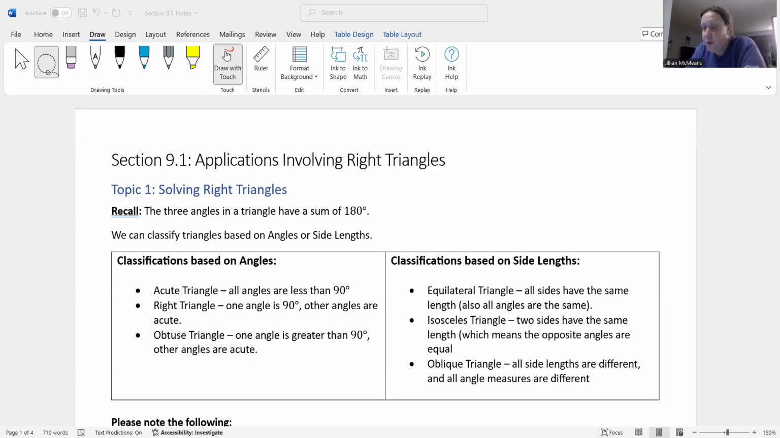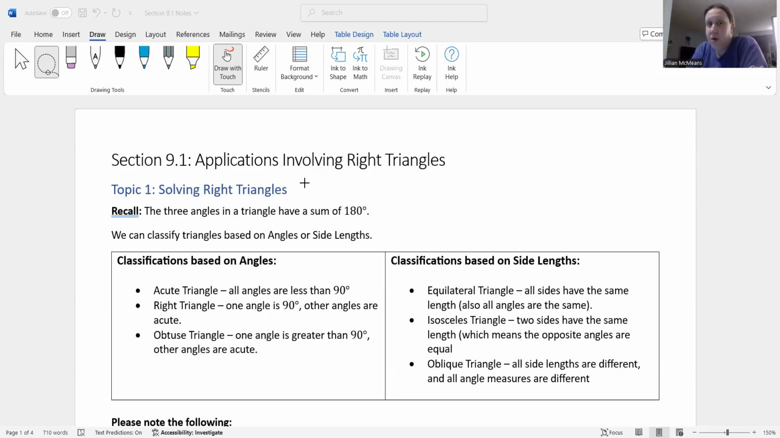Okay, for section 9.1, we're going to look at applications involving right triangles. The really good news is most of this we've seen. We're just getting to practice stuff that we learned way back in chapter 7, which is kind of a breath of fresh air because the last two chapters have been pretty dense. So this stuff is a bit of review. It's not too bad, okay?